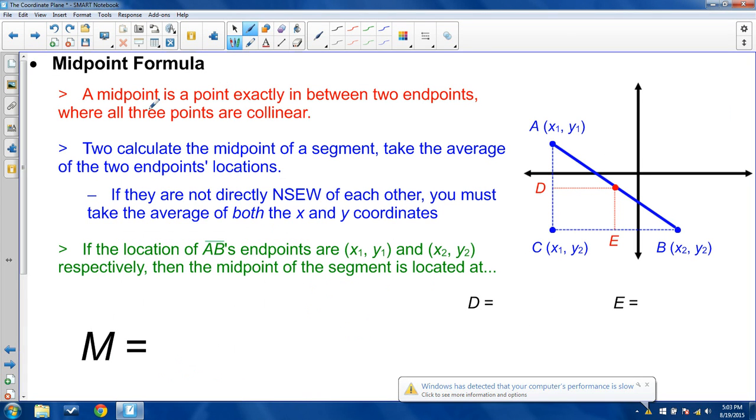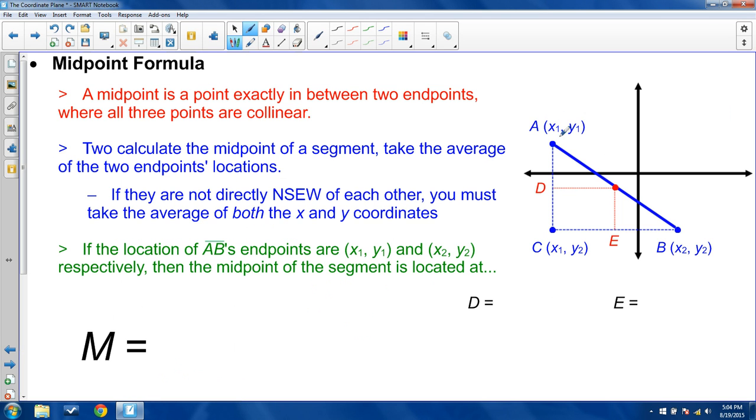Okay, now let's take a look at the midpoint formula. Once again, something that we don't want to look to memorize too much. We just want to look to understand. So midpoint, as you know, is a point exactly in between two endpoints where all 3 points are collinear. To calculate any midpoint of any segment, you have to take the average of the 2 endpoints' locations.